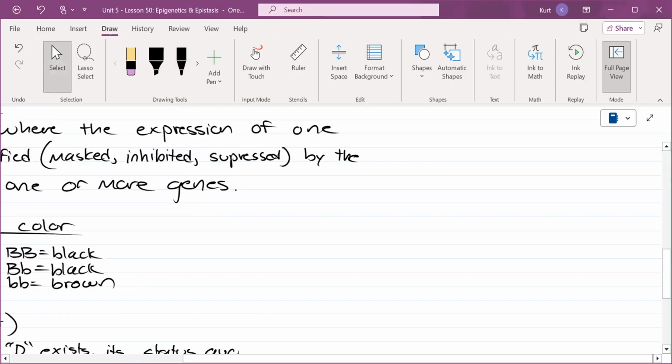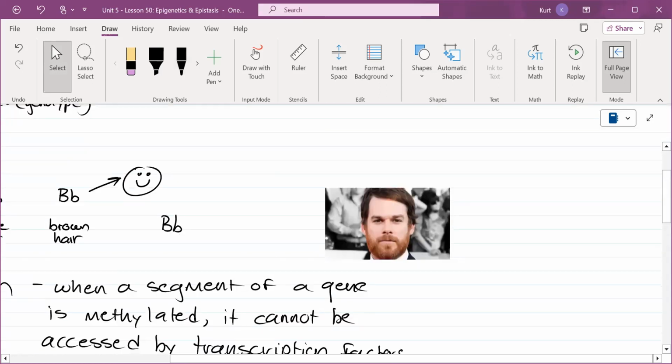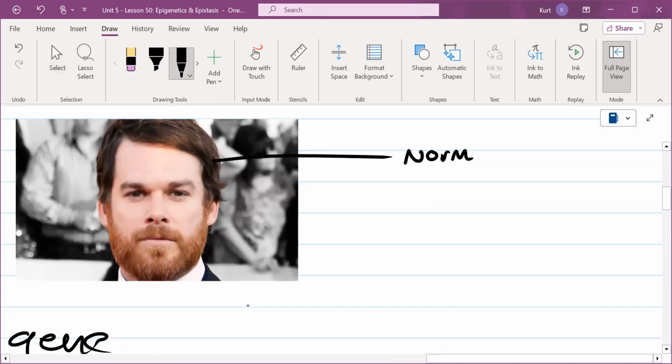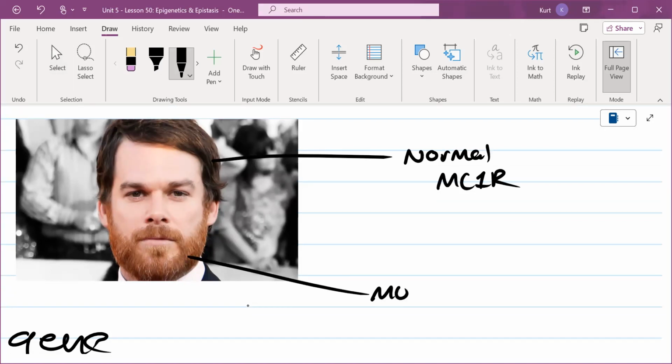When you have a person like this, they have a normal MC1R gene, but here they have a mutated MC1R gene. If you have one copy of a mutated MC1R, your brown hair on your beard will go orange. If you have two copies of a mutated gene, you're going to be a redhead top and bottom.